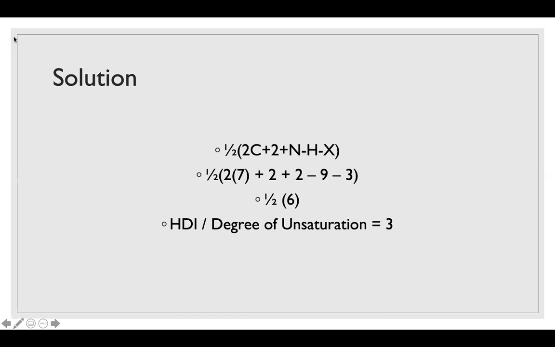So in conclusion, we can use this to figure out how many pi bonds or rings a formula has. And we can also use this when looking at NMR structures to really understand and figure out what molecule we're looking at.